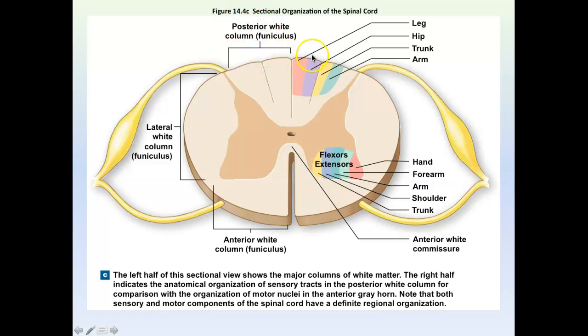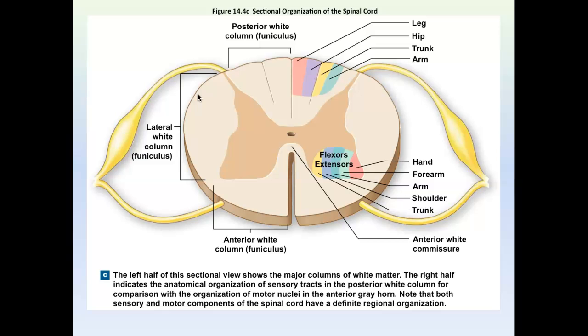And then those columns are subdivided into tracts. And actually, so is the gray matter. You have these physiological subdivisions that you cannot see with your eye. They're color coded here because the spinal cord is organized very distinctly. There's a tract for your arm. So messages coming from your arm or to your arm are going to travel here. Messages to the trunk of the body, messages from the hip of the body. So they're very organized. All right. So just know that the larger regions of the white matter are called columns. The smaller organizational regions are called tracts.